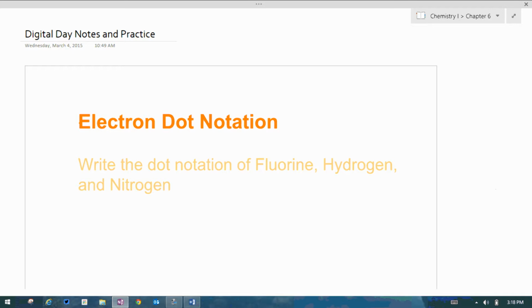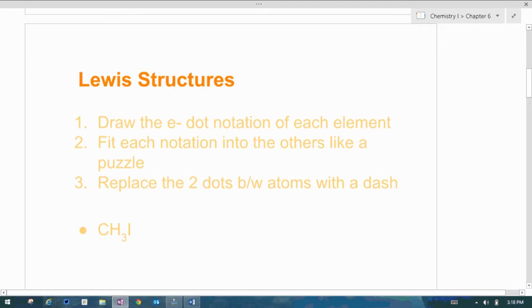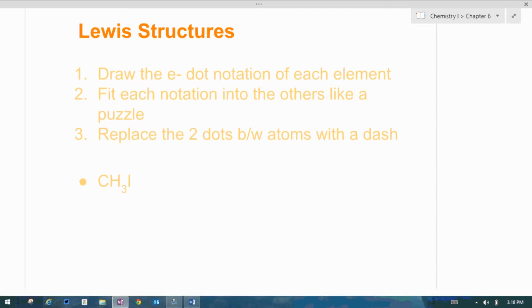Basically, kind of just going over the agenda, we are going to review your homework from last night, which most of you finished in class before you left on Tuesday, but that was to draw the electron dot notation of fluorine, hydrogen, and nitrogen. Then we are going to talk about Lewis structures, actually applying those little electron dot notations to molecules and how we draw molecules and can kind of see what's going on inside of these little compounds that are made up of different kinds of elements. So we're going to learn how to do that. We're going to do some practice with it.